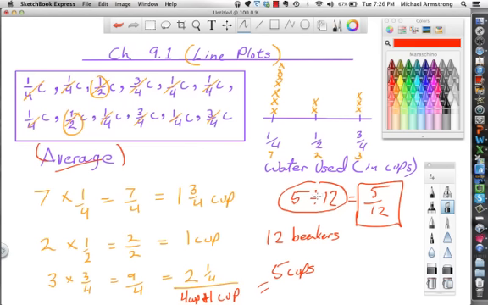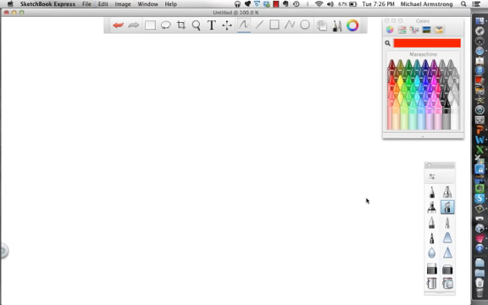Okay, 5/12 is a little bit less than a half a cup. I want you to think about that. If we had 6/12, that would be equal to 1/2 cup. 5/12 is just a little bit less. So some of our cups only had 1/4 cup, but some of them had 3/4 cup, which is more than a half. And a few of them had exactly half. And when you add them all up and divide, you end up with 5/12 in each beaker. So pretty cool.